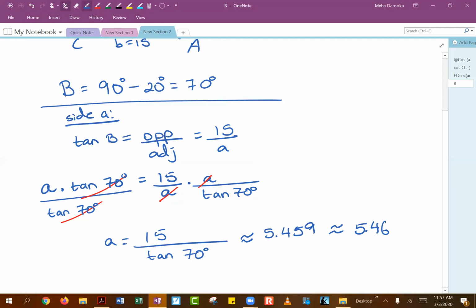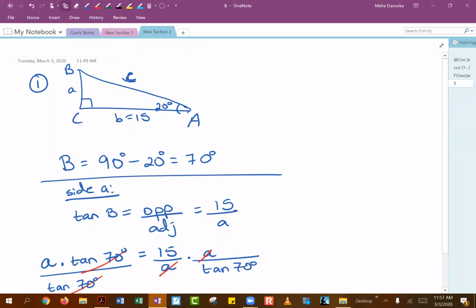5.46. And they didn't really give us measurement on the sides, so we don't know if they're inches, feet, centimeters. So we'll just leave it. No units today, which is weird, but in applications, they'll definitely give you units, okay? All right, so we found side A. We found angle B.